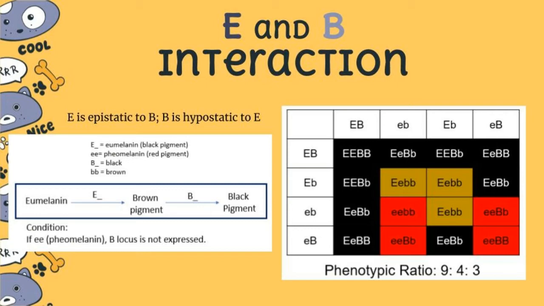If the E locus is in homozygous recessive form, the pigment produced by B is not deposited in the hairs, and thus the pigment that is expressed is that of small ee, which is red. You can see how the Punnett square on the right yields a non-Mendelian ratio. This is a recessive epistasis ratio.